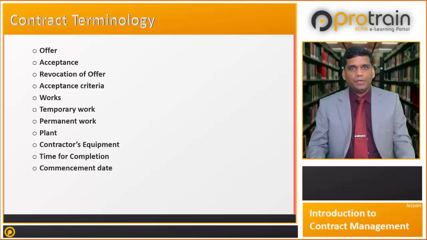Contractor's equipment refers to machinery, scaffolding, tools, etc., which the contractor takes away at the end of construction. Time for completion is the duration stated in the contract and it starts from the commencement date. Commencement date refers to the date assigned for the start of construction as per the notice to commence or a letter of acceptance received by the contractor.